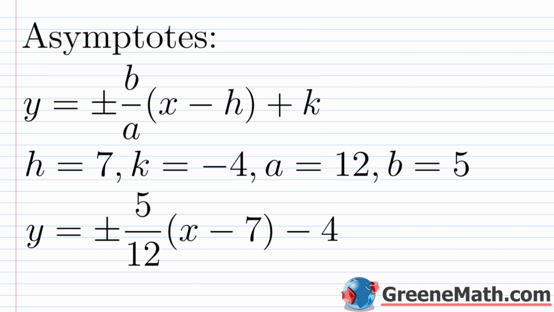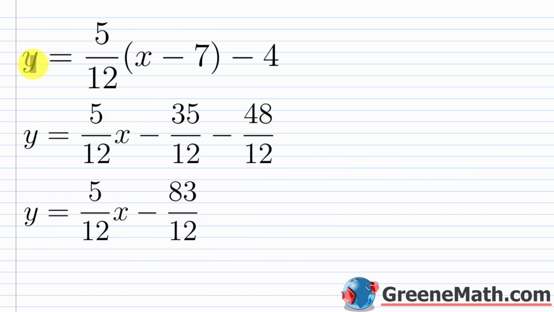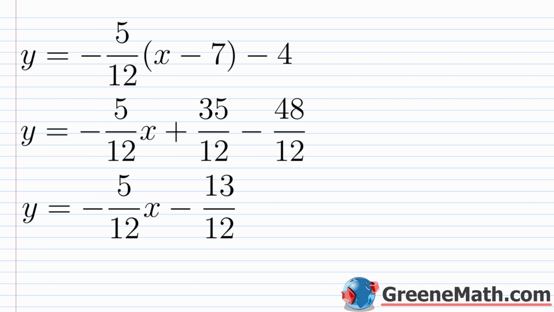So for the asymptotes, we're going to have y equals plus or minus b over a times the quantity x minus h plus k, where h is 7, k is negative 4, a is 12, and b is 5. So we get y equals plus or minus 5 over 12 times the quantity x minus 7 minus 4. So the first one where this is positive, y equals 5/12 times the quantity x minus 7, then minus 4. You simplify, you get y equals 5/12 x minus 83/12. The second one where it's negative, y equals negative 5/12 times the quantity x minus 7 minus 4. You're going to get y equals negative 5/12 x minus 13/12 after you simplify.